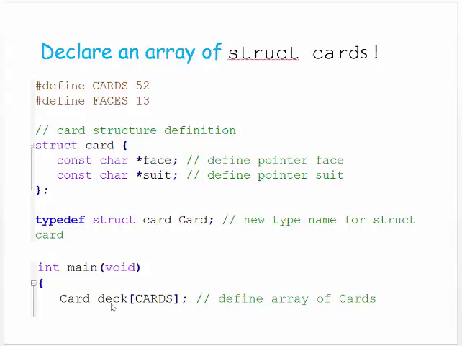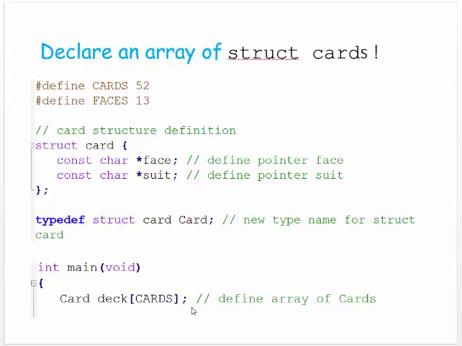So it's an array. Deck has 52 elements because of this defined structure up here, and it's of type Card, but Card is an alias. I could have said struct card with a little c and then deck, and it would have been the same thing. So this is a nice shortcut way of doing it.